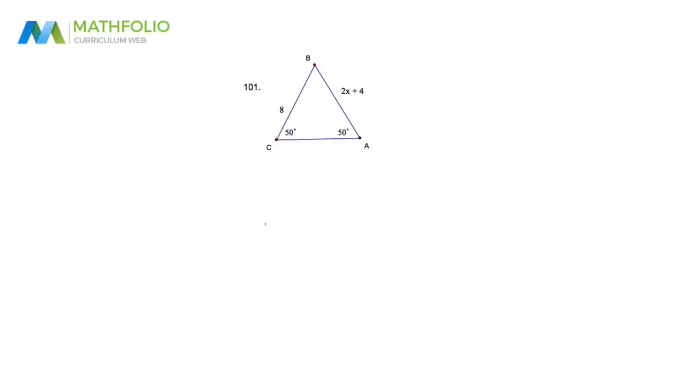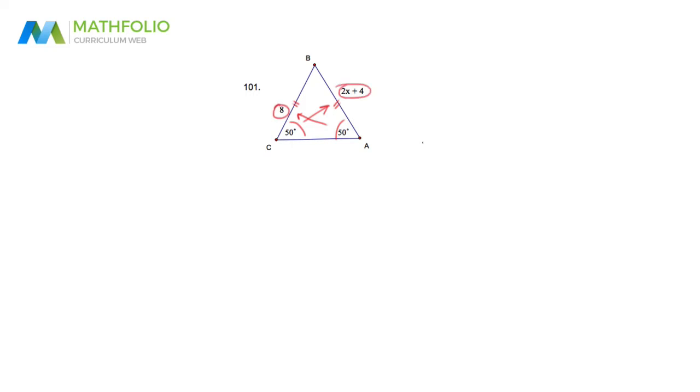Okay, so in 101 we're asked to solve for x. Here the trick is we've got to notice that these two angles are congruent. Therefore this is an isosceles triangle, and the sides opposite each of these angles must also be equal. So therefore 8 equals 2x plus 4.